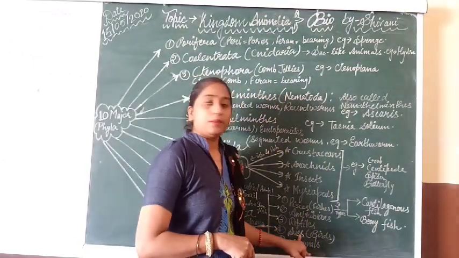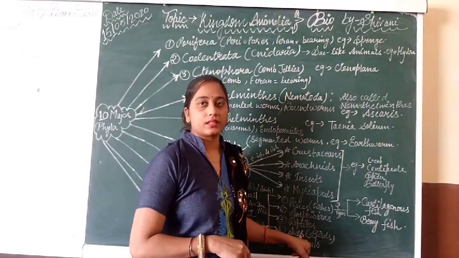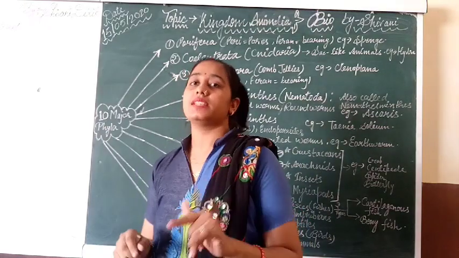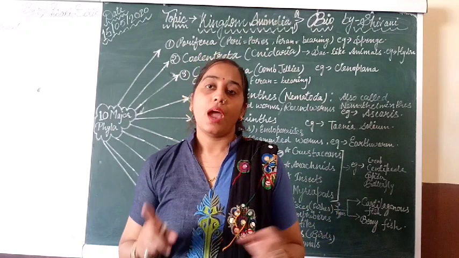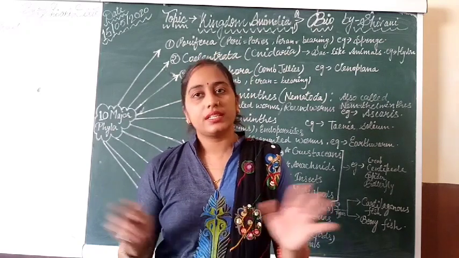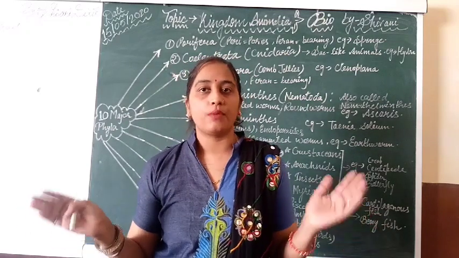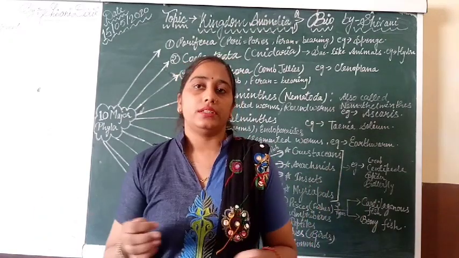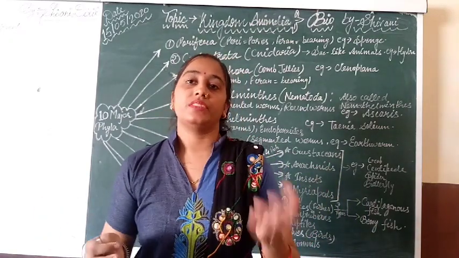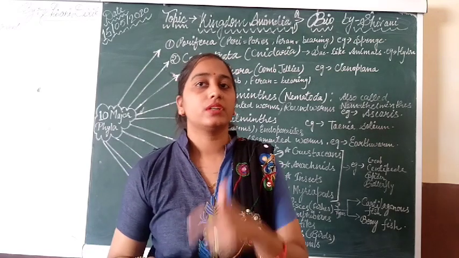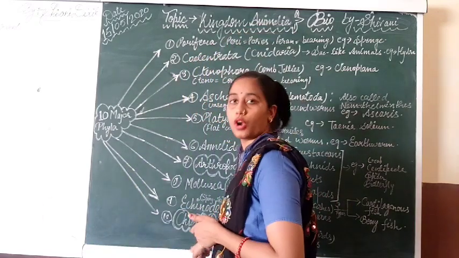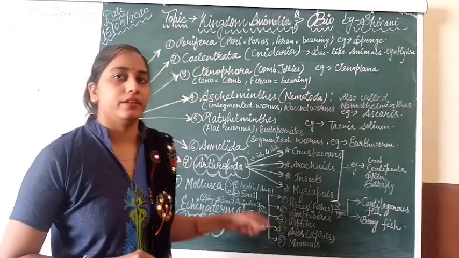Next is a class of Chordata, that is Aves. The meaning itself says that Aves means birds. There are various types of birds you have observed around yourself: parrot, pigeon, sparrow, peacock, etc. These belong to the kingdom Animalia, the phylum Chordata, and the class Aves.